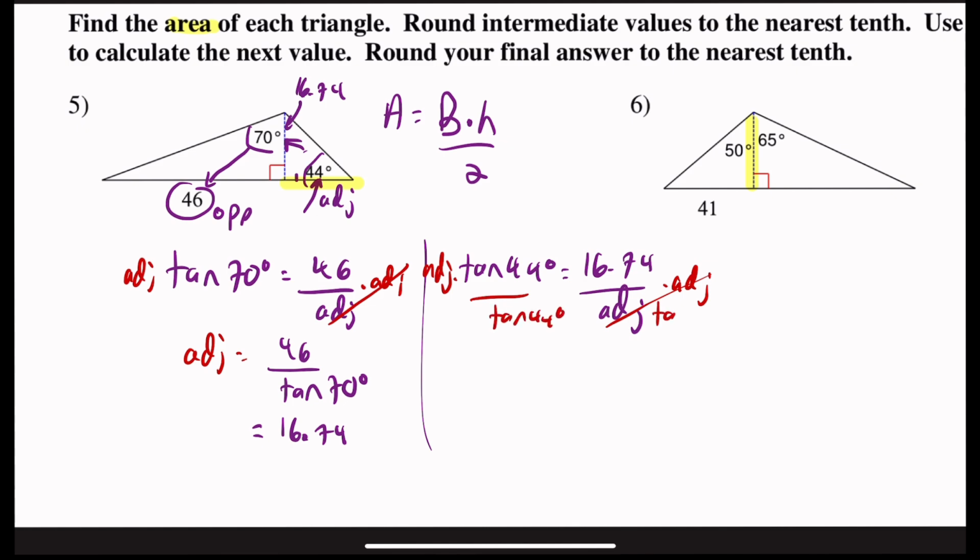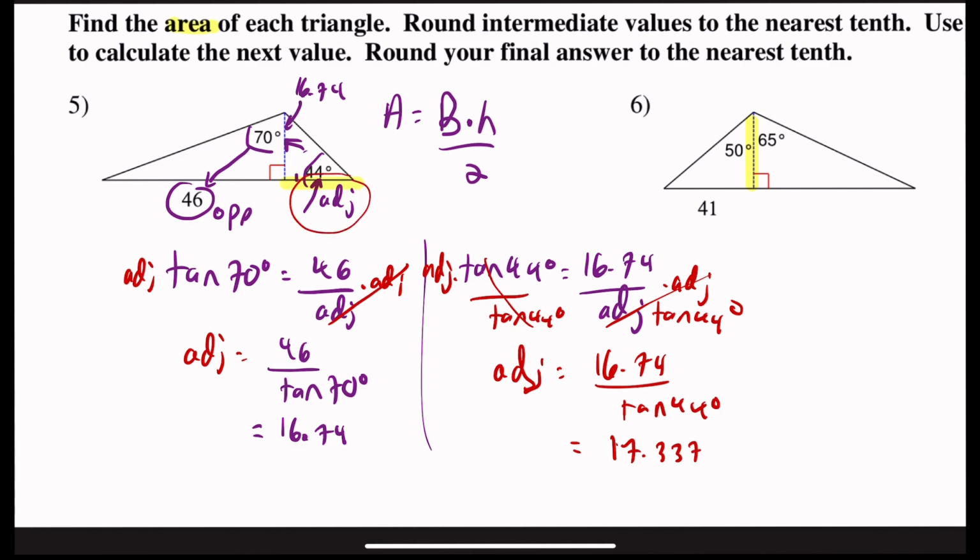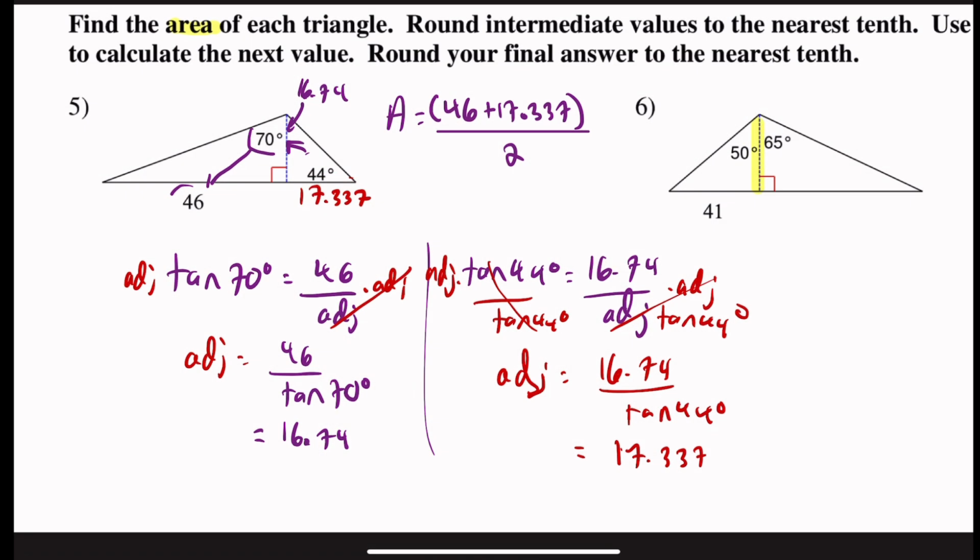And then divide both sides by tan 44. And that's going to give me this for the adjacent: 16.74 divided by tan 44. And then that gives me about 17.337. And so now I have this exact length.